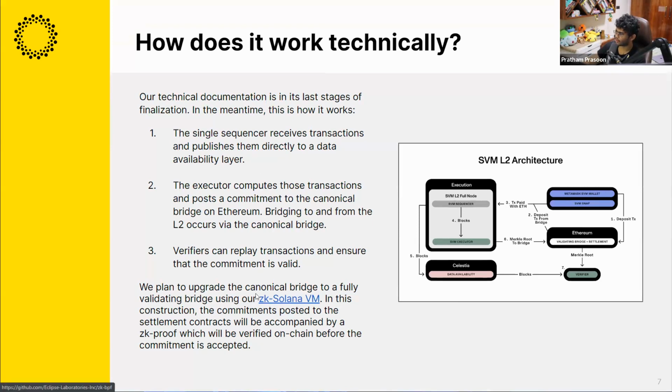So we were talking about the ZK tech that Eclipse is building. This would be the first ZK rollup that leverages the Solana virtual machine. So that's our innovation there. And there are a lot of innovations there, but personally, I think ZK is one of the more interesting things to me.